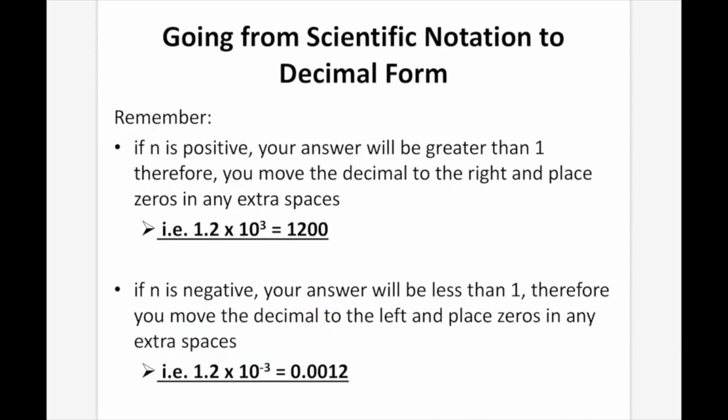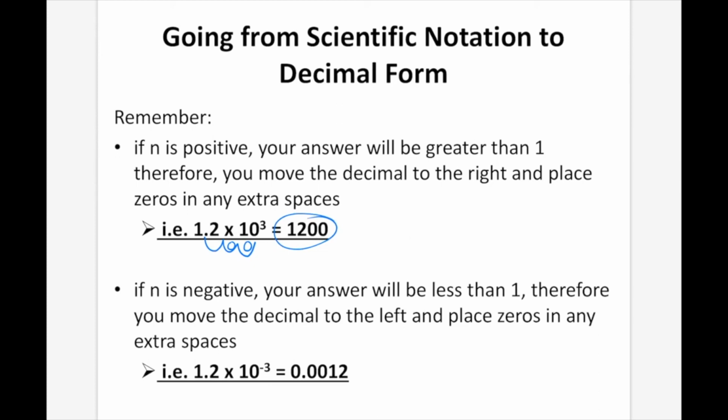Going from scientific notation to decimal form. So now we got to go the other way. So remember, if our N value is positive, your number will be greater than 1. Therefore, you move the decimal to the right and place zeros in any extra spots. 1.2 times 10 to the 3, we're going to move our decimal to the right 3 times. 1, 2, 3. And we're going to fill those spaces in with zeros, which gives us 1,200.